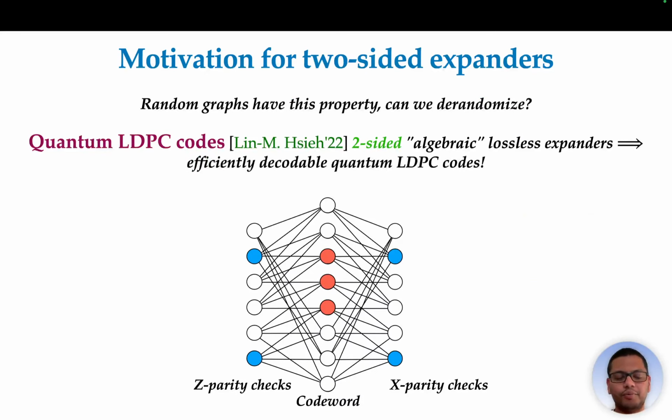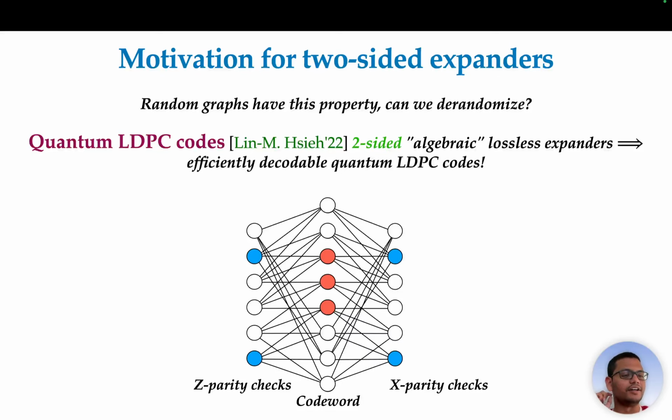Okay, so why study this notion? It seemed like for the coding application that I showed earlier, one-sided unique neighbor expansion was sufficient. A motivation for studying two-sided unique neighbor expansion comes from the study of quantum codes. A work of Lin and Xie showed that if you have two-sided lossless expanders, lossless meaning the unique neighbor expansion is quantitatively as strong as possible, and further, if these two-sided lossless expanders satisfied an additional algebraic property, then you could use these objects to construct very efficiently decodable quantum codes.